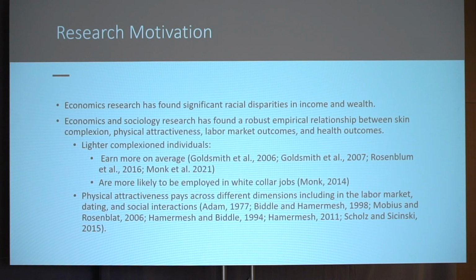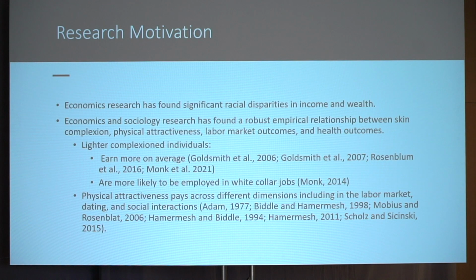So we already know that there are substantial racial disparities in income and wealth in the United States. This is something that we see in the original Color of Wealth reports and a host of other economic reports. We also know from research that there's a robust empirical relationship between skin complexion, physical attractiveness, labor market outcomes, and health outcomes. It has been found that lighter complexion individuals tend to earn more on average and are more likely to be employed in white-collar jobs. And we have also seen in research that physical attractiveness pays across a host of different dimensions, including labor markets, dating, and various types of social interactions.